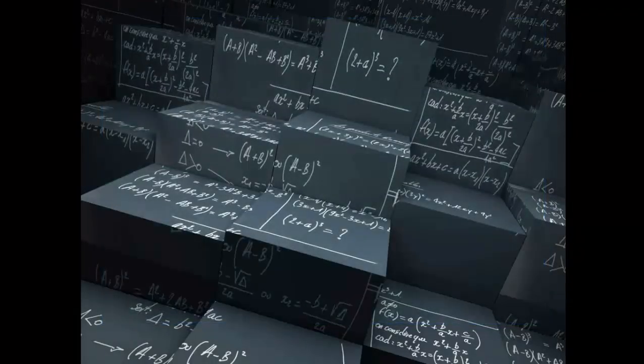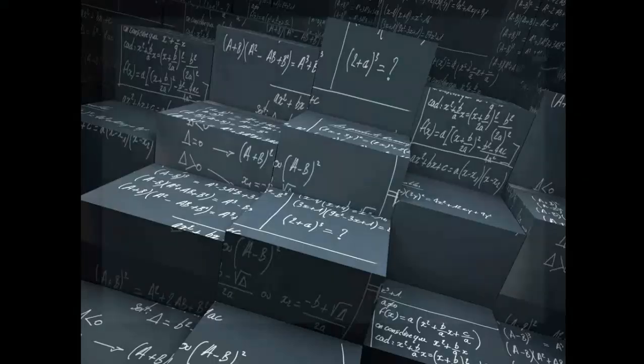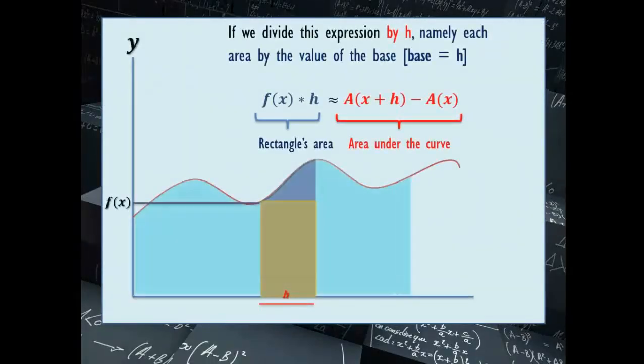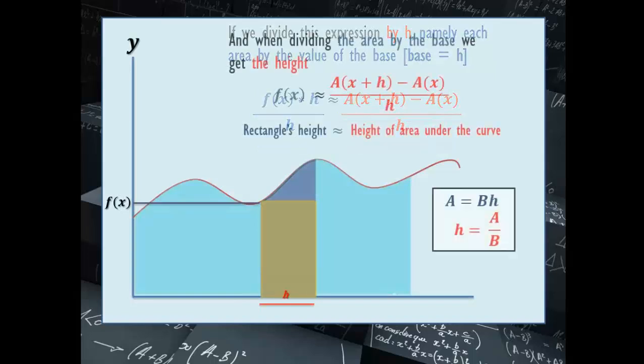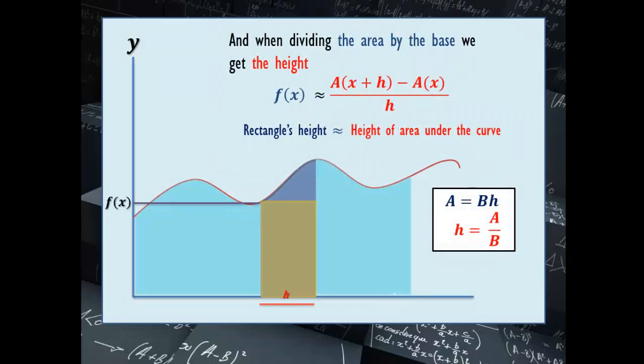We generate this expression. If we take the full expression and divide it by the value of the base h on both sides of the equality, we get the heights of the two areas. This is because in every rectangle, the area is equal to the base multiplied by the height, and therefore the height is equal to the area divided by the base. And as we did here, we divided both areas by the base h.